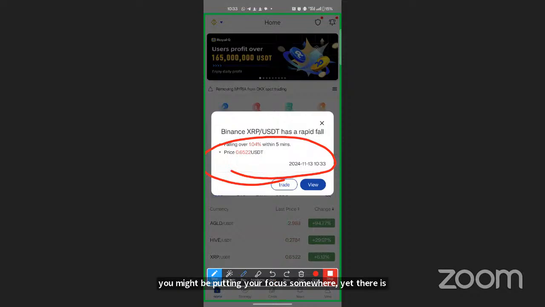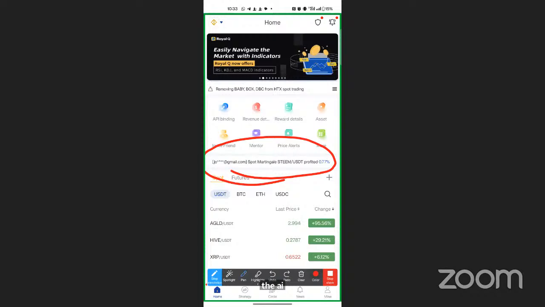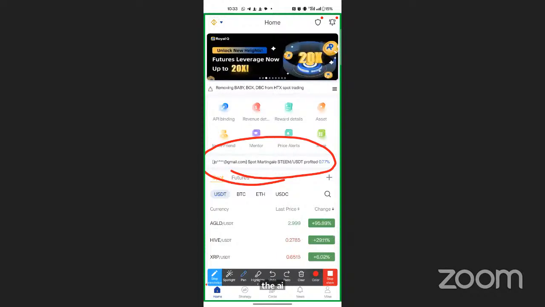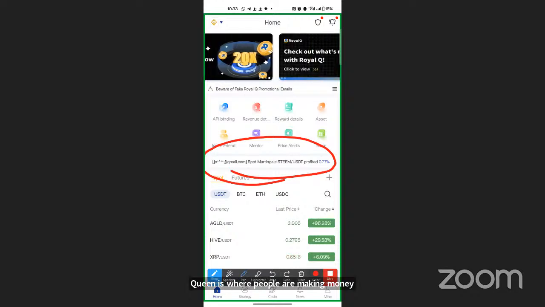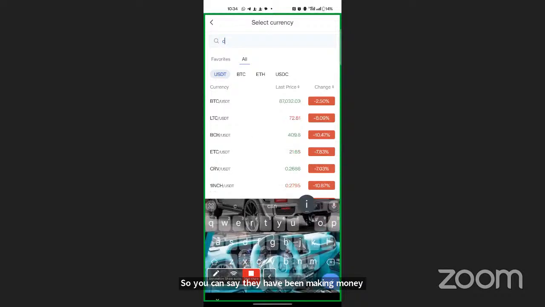The AI is giving you here coins where people are making money. So you can say they have been making money in city. Let me look at it. Then you come here, you type in the word city.